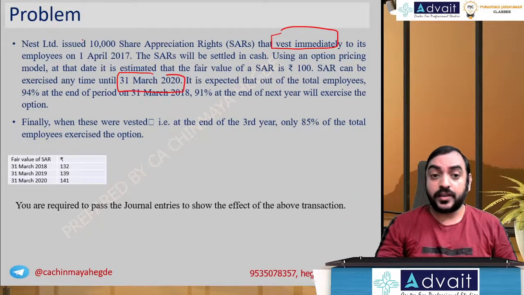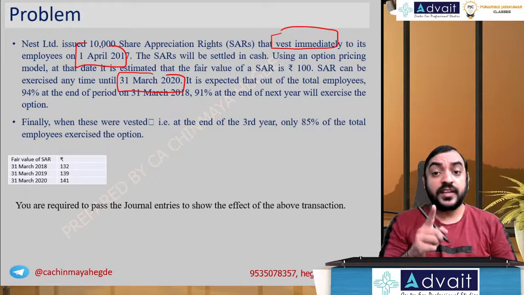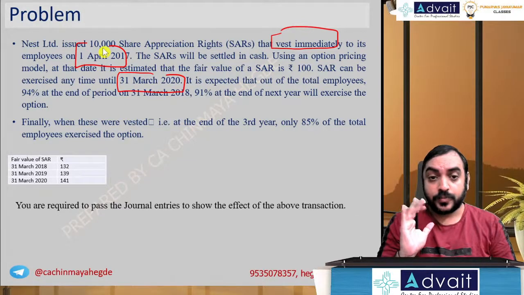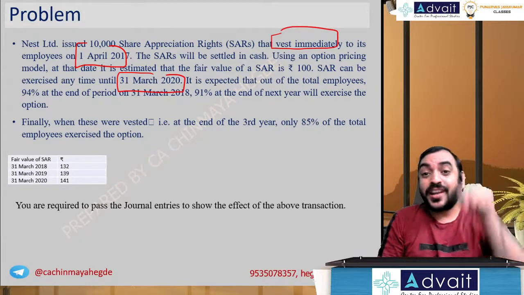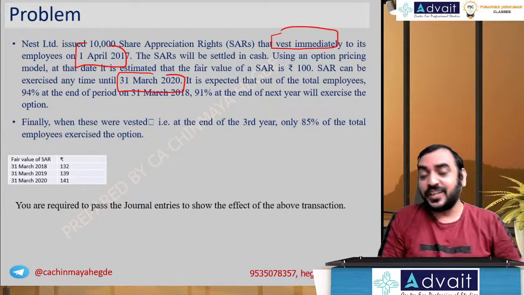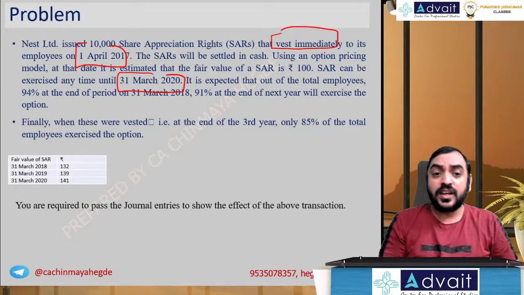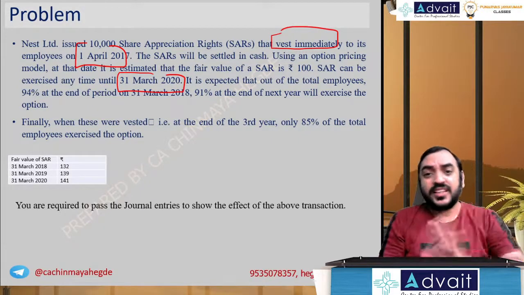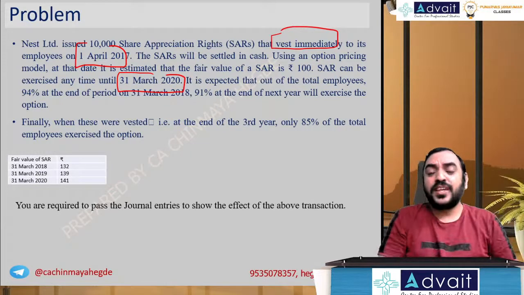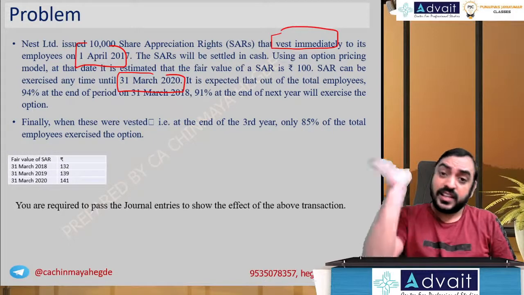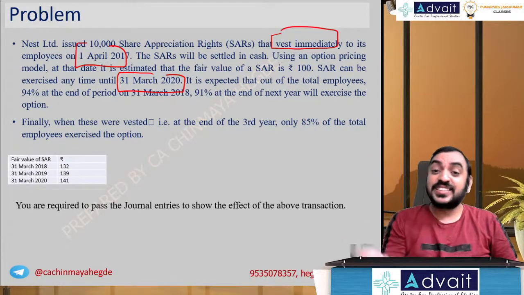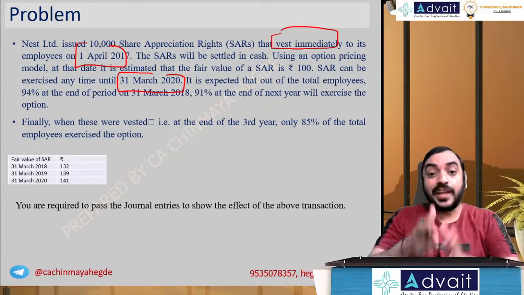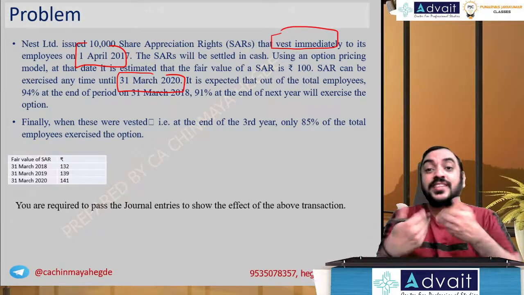This is an interesting point. On 1st of April 2017, it vested immediately. But you have the option to exercise till 31st March 2020. This is called the exercise period, not the vesting period. So some people think I should spread across 3 years. No, there is no condition that you have to be there for 3 years to be eligible for this. If that is the case, then that is the vesting period, and we spread across the vesting period of 3 years. This is vested immediately, but there is time till 31st of March 2020 to exercise.